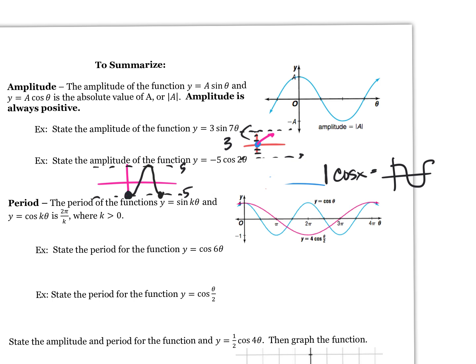Yeah, you feel me? Right. Okay. If it was positive 5 cosine, I would have started up at 5.